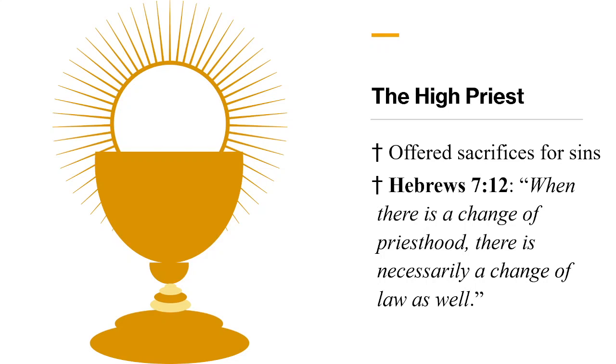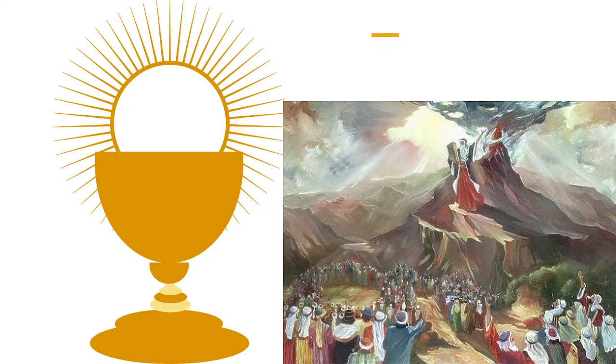And this old covenant, we see it take place when Moses takes lamb's blood and orders the people to see the blood of the covenant that the Lord has made with you.